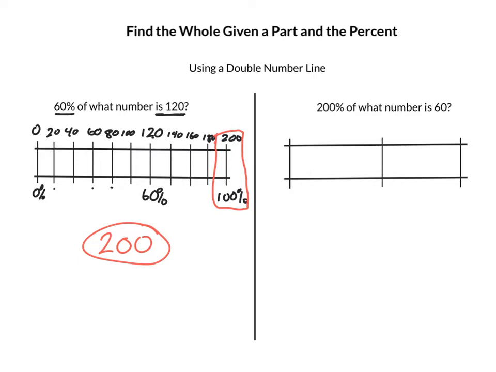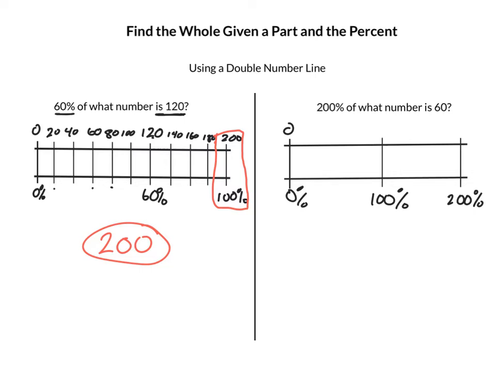Okay, let's come over here. In this case, we're looking for 200% of something. So are we looking at 60 being 200% of a number? If we set up our double number line, 0% is going to go here, and 0 is going to go there. Then we put 200% on this furthest line and 100% here because that's halfway between 200% and 0%. And we're looking for that 100%. And the part is 60.